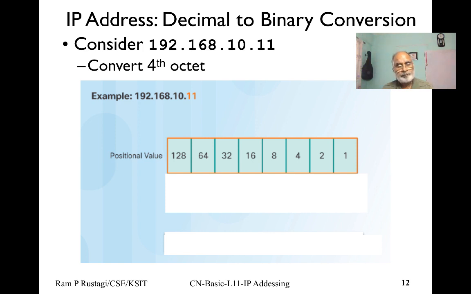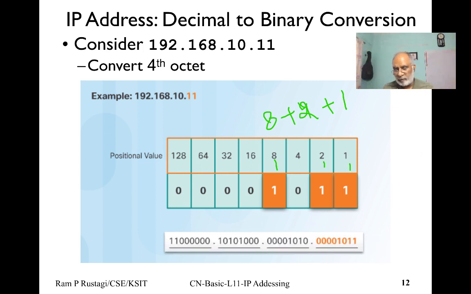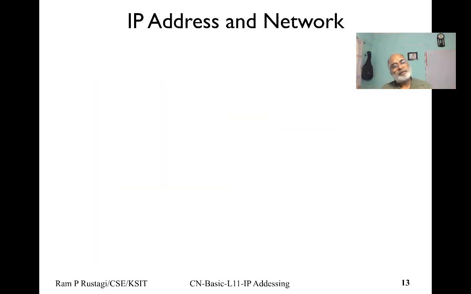Assuming you have done, verify that. Look, 11 corresponds to 8 plus 2 plus 1, that is 1, 1, 1. This is what you get. So this is how you convert an IP address into binary format.